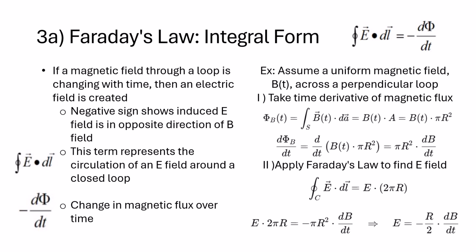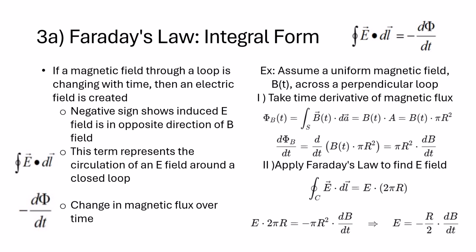So this is the third equation, Faraday's law in integral form. This is stating that if a magnetic field through a loop is changing with time, then an electric field is induced. And the negative sign on the right-hand side shows that this induced field is in the opposite direction. The left-hand term represents the circulation of an electric field around an enclosed loop, and the right-hand term represents the change in magnetic flux, or how much magnetic field is running through the surface over time.